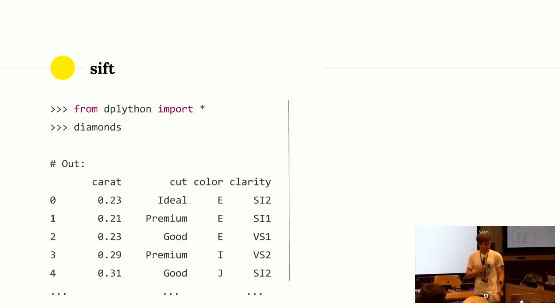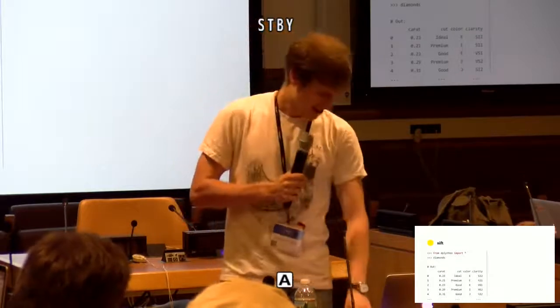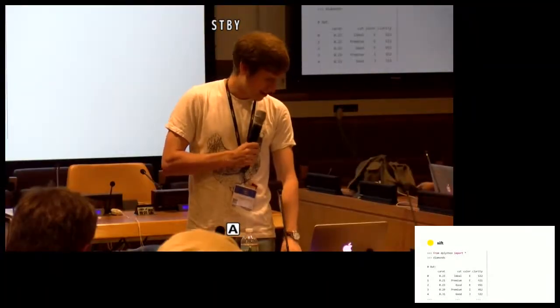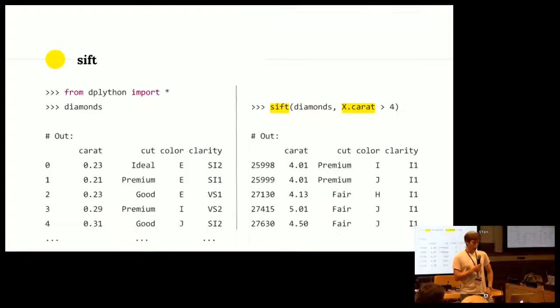So let's talk about sift. This is a really simple thing, which says, okay, we only want to select a few things. So let's say I'm just interested in really big diamonds, you know? I just want the diamonds that can make me rich. So sift is a function. The first input will be a data frame.